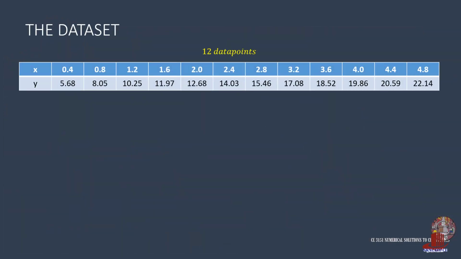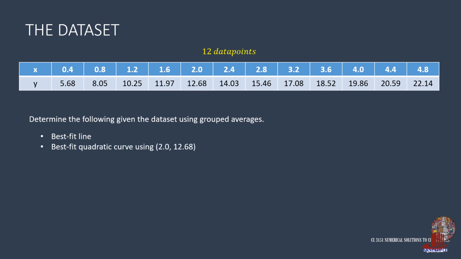The dataset contains 12 data points with even x intervals. The task is to fit a line and curves using group averages. First is the best fit line, then the best fit quadratic curve which passes through the point with coordinates 2 and 12.68. And last is the best fit exponential curve.